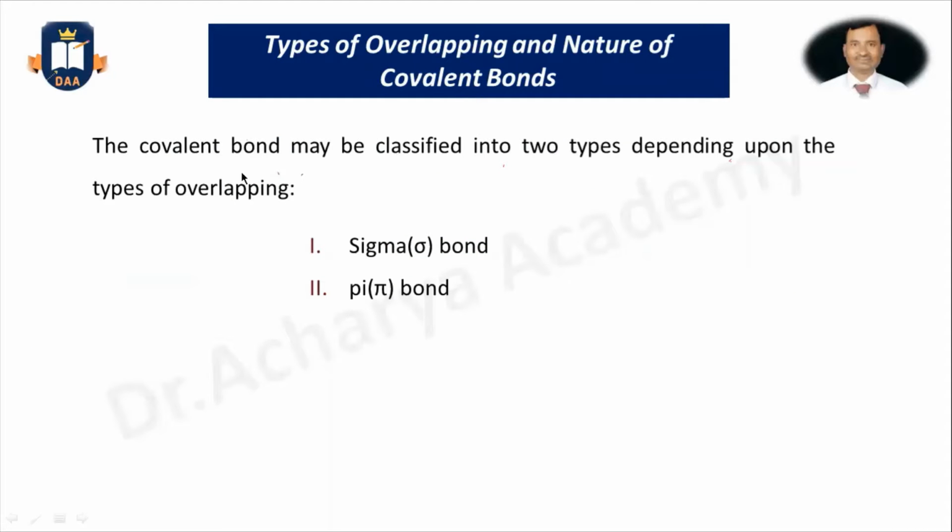The covalent bond is classified into two types of bonds. One is the sigma bond and another is the pi bond. And it depends on the types of overlapping.